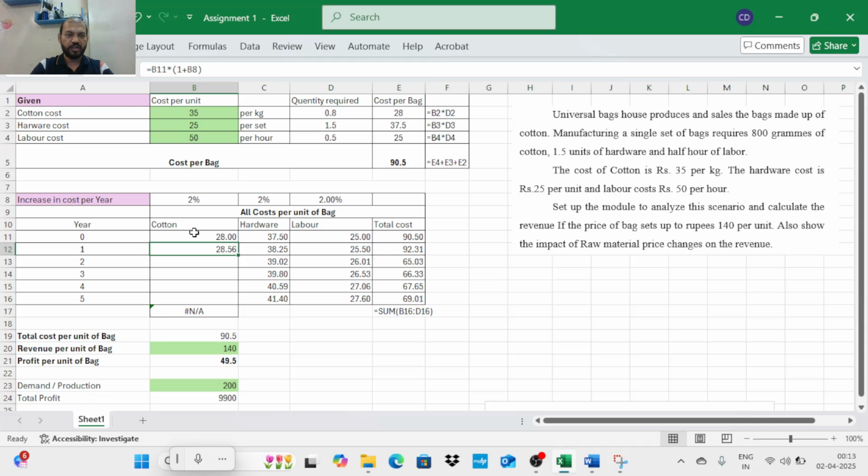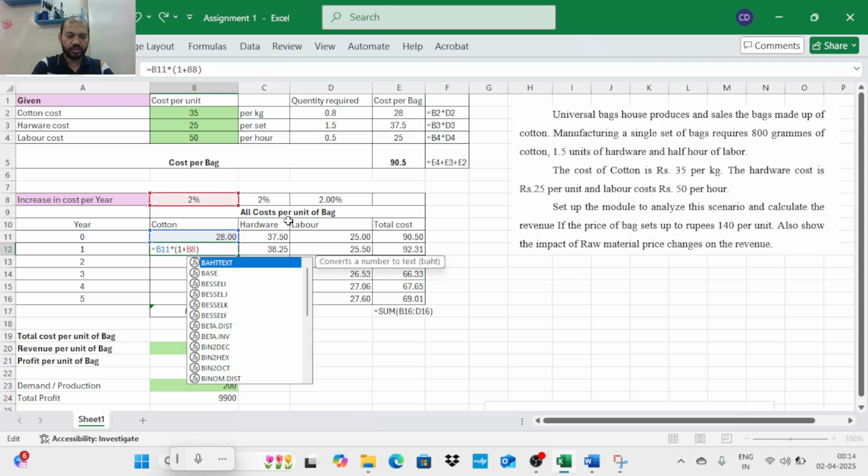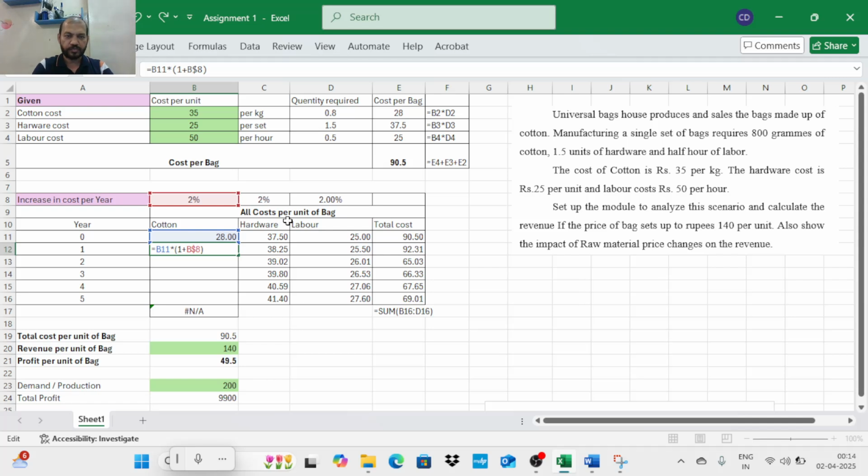The reference for the cell B11 is okay, because every year we are going to take the data from the row above, but this reference we need to fix. So 2% should be fixed. To fix it, we need to put a dollar sign in front of this B, and in between B and 8. Now if we drag this formula, it won't give us any error.